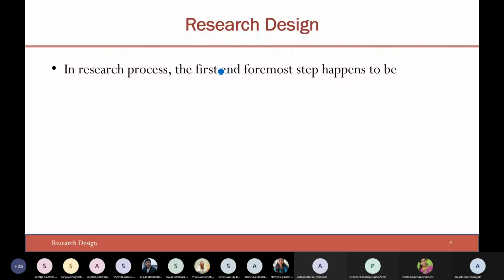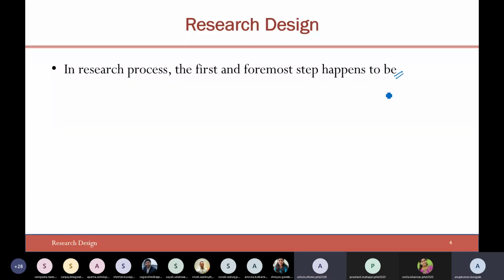Yeah, the very first problem. I think all of you have already gone through a session of 2 hours. So in the research process, the first and foremost step happens to be what? Instead of me giving you the answer, can anybody tell me what the answer should be? All of you are here to start your research journey, right? So anybody can answer this. You can unmute yourself and answer.